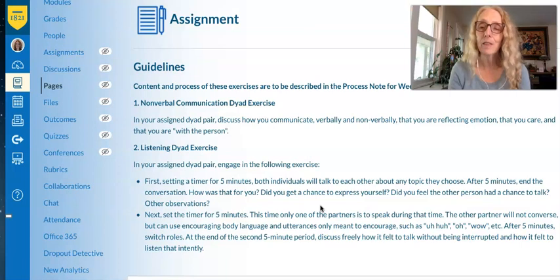In the second part, which has two parts, you will be first setting a timer, and you will talk to each other about any topic you choose. So both individuals will talk. And then you're going to analyze. How was it for you? Did you get to express yourself? Did you feel the other person had a chance to talk? And any other observations?